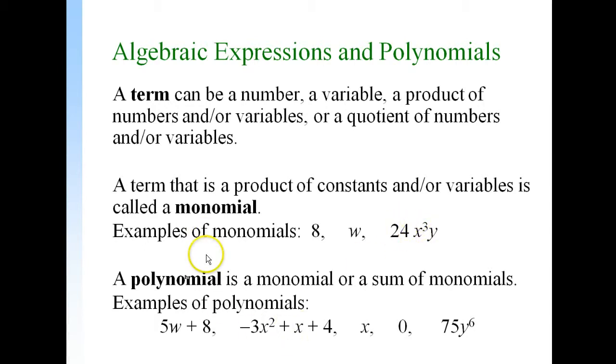Now, a polynomial, by definition, is sort of like the umbrella of it all, covers it all. You could have a monomial or a sum of monomials that is separated by either a plus or a minus sign. And these would be examples of monomials.